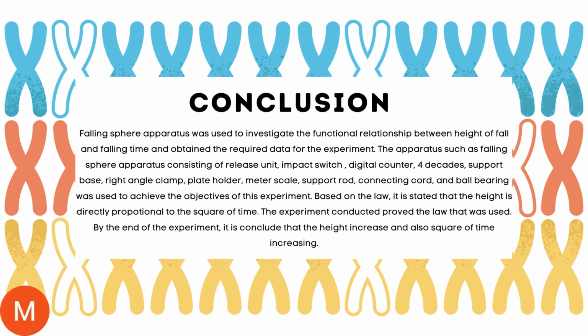Lastly is conclusion. Falling sphere apparatus was used to investigate the functional relationship between height of fall and falling time and obtain the required data for the experiment. The apparatus such as falling sphere apparatus consisting of releasing unit, impact switch, digital counter, 4 decades, support base, right angle clamp, plate holder, meter scale, support rod, connecting cord, and ball bearing was used to achieve the objective of this experiment.